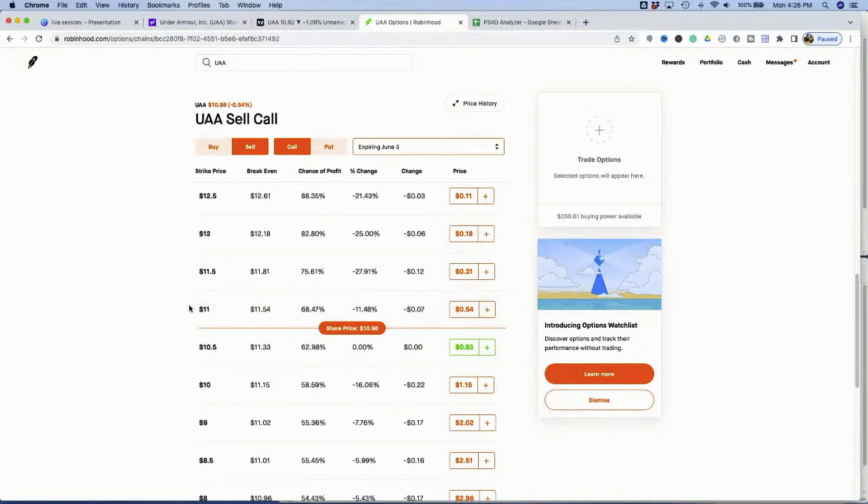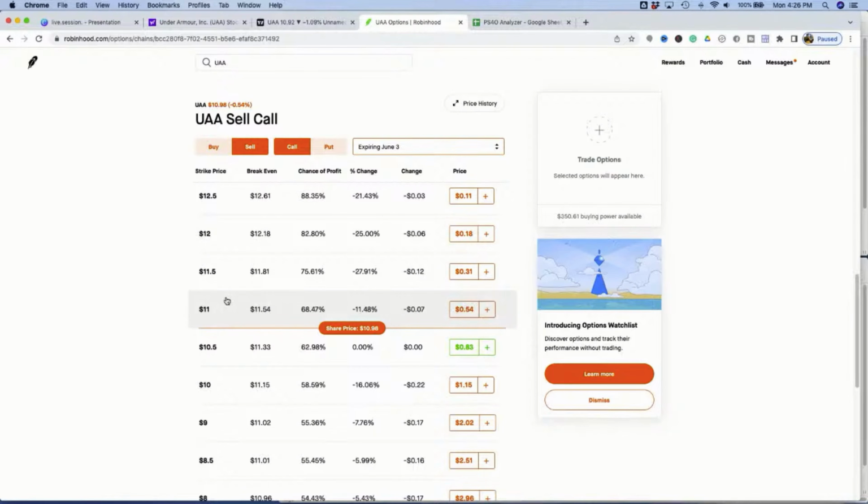But in particular, let's say for this example, I own the shares. Let's say I own the shares at $10.98. Let's say I just bought them. What could I do? Well, I could sell a covered call with an $11 strike price. So if the price goes up and reaches $11, I'll make 2 cents per share. But in addition, I'm getting paid 54 cents per share in premium.